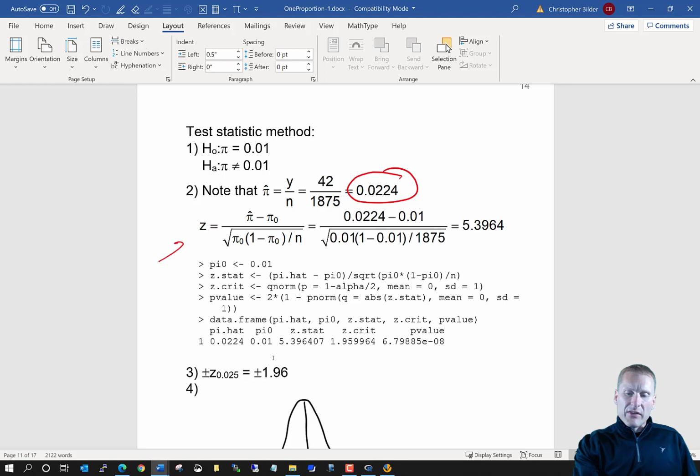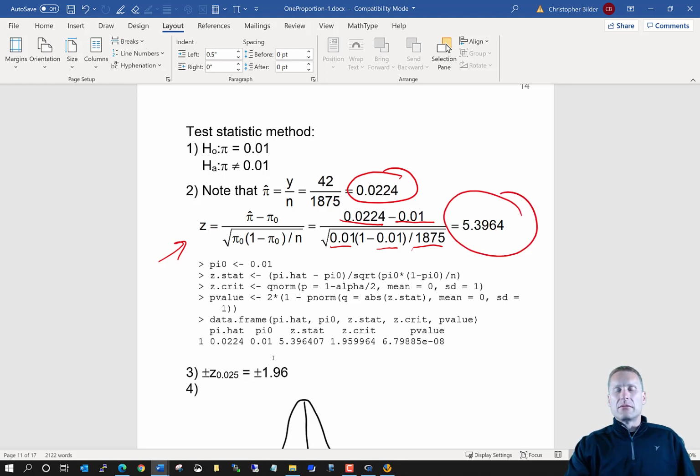Then let's find the test statistic. So I put pi hat minus the hypothesized value of pi, divided by the square root of 0.01 times 1 minus 0.01, divided by 1875. Do the math, you get 5.4. Wow, that's large.